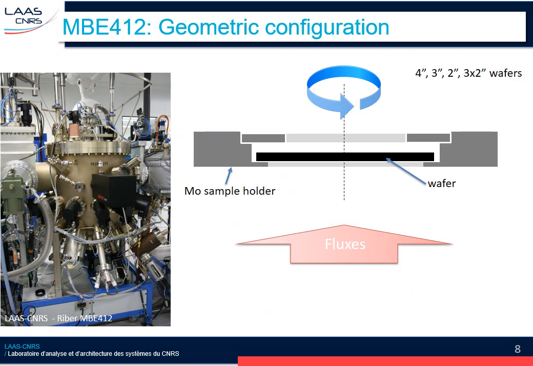This is a geometric configuration in this chamber. So the fluxes are coming from below, and the wafer is held by its own gravity by a molybdenum block. There is no clamping of the wafer, so the wafer is free to move, which is compulsory if you want to monitor the curvature. And finally, for all what I will show you today, the wafers are rotating around their axis.